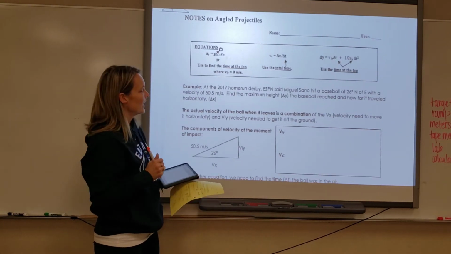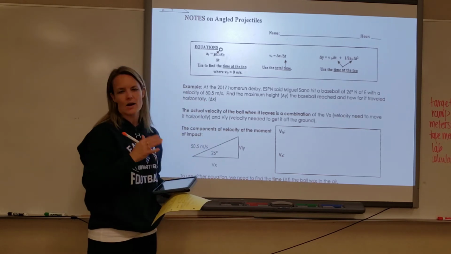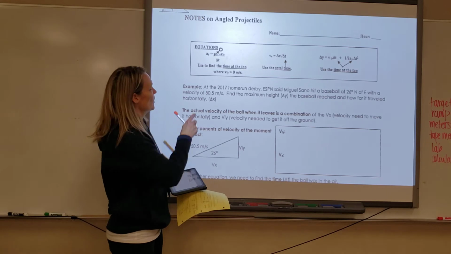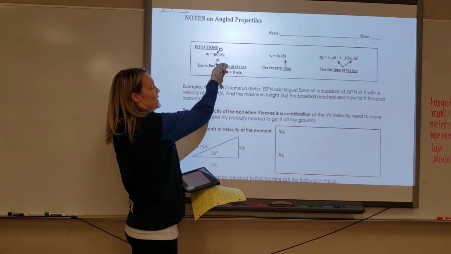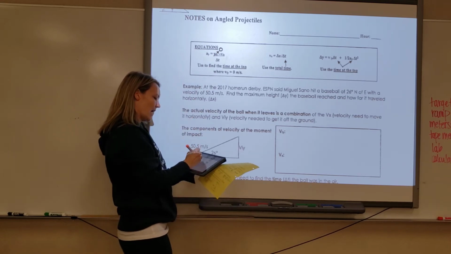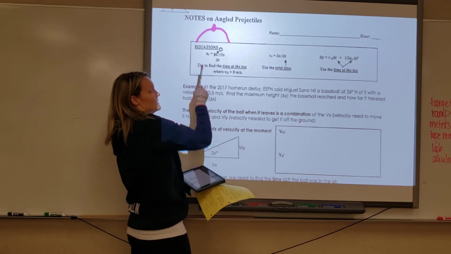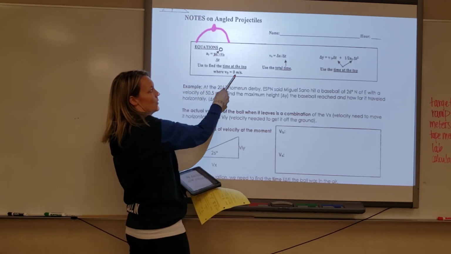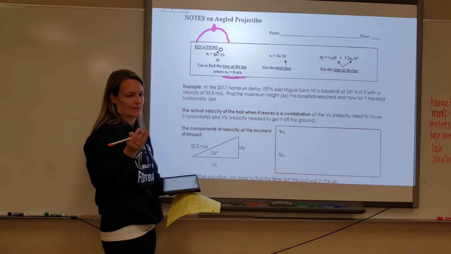All right, so notes on the angle projectile, second side. Up on the top, I have the equations that you're going to be using. These are on your equation sheet as well. The key thing to remember, anytime you use this equation, in order to make this equal to 0, you have to be at the top. So the time that comes out of it is the time at the top, because that's the only place where the VFY is equal to 0.